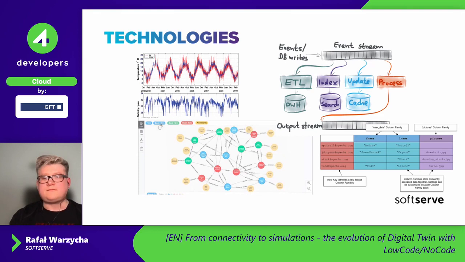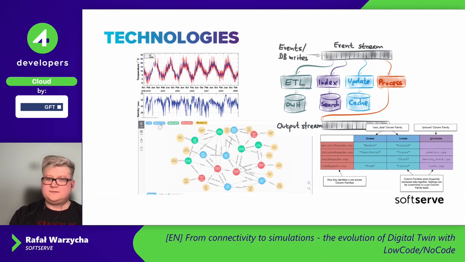And do we need all of that? Answer: it depends. If we are talking about a small scale, there is no significant difference in storing digital twin data, even in a standard RDBMS, like an SQL database, or a document database. On a small scale, it really doesn't matter. On a larger scale, it does. And in a few slides, in the future, I will be talking about why it matters from the no-code and low-code perspective.